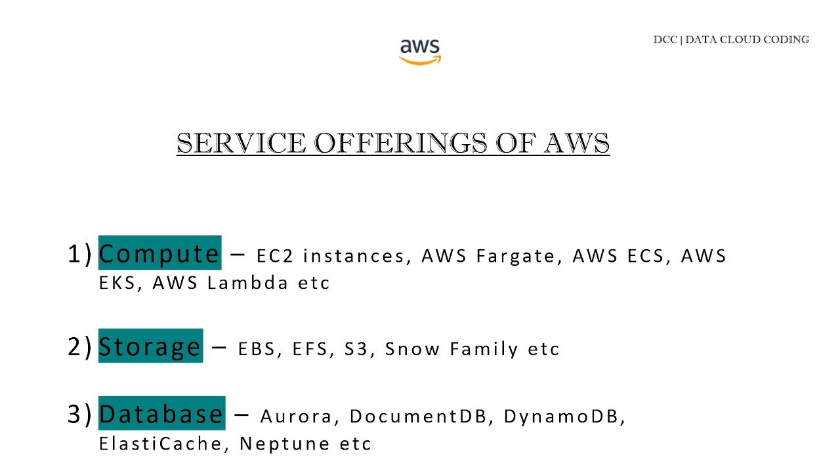Now let's talk about databases. We have many categories of databases available inside of AWS. We have Aurora, DocumentDB, DynamoDB, ElastiCache, Neptune, and so on. Whatever you need, maybe a SQL based database, or a document based database, or also a graph based database, AWS has the option to provide you with all kinds of databases based on your requirement.